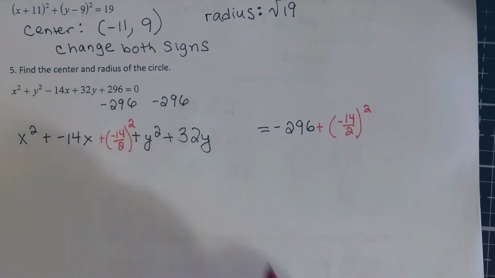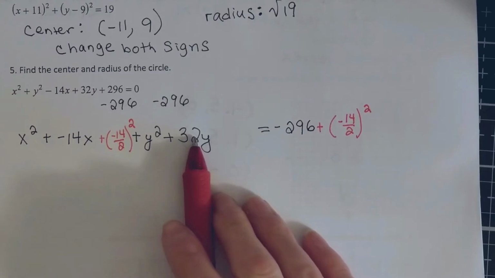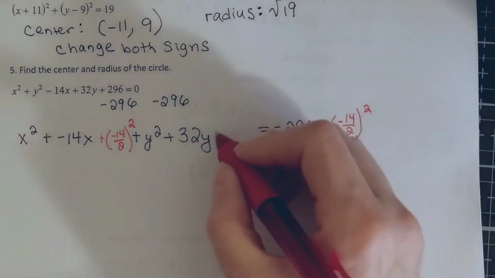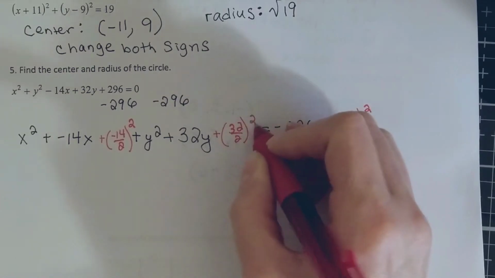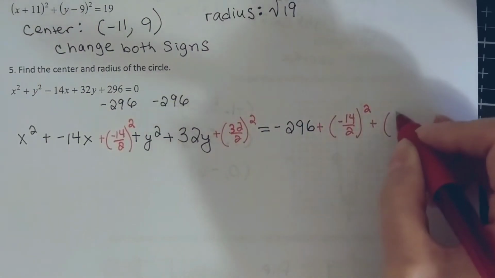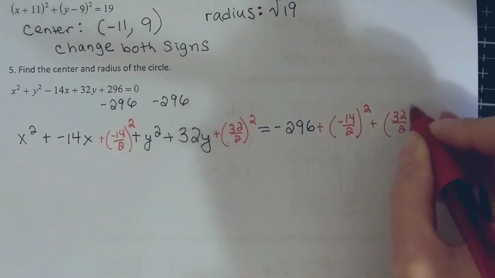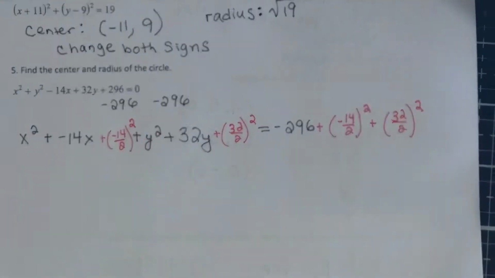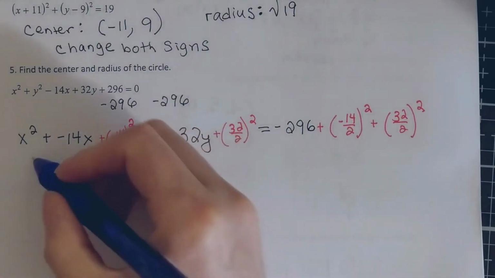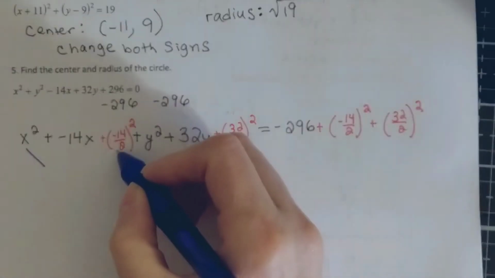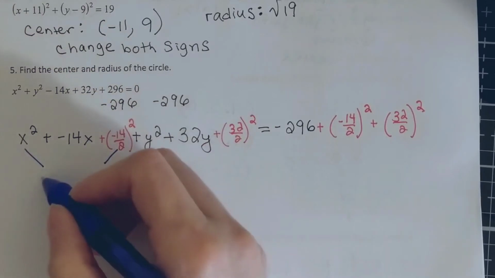Okay, then I'm going to take this number here. I'm going to do the exact same thing. I'm going to divide it by 2 and square it. Do that to both sides. Okay, then I need to get my answer together. So what I'm going to do is take this x and this right here, and put that together.